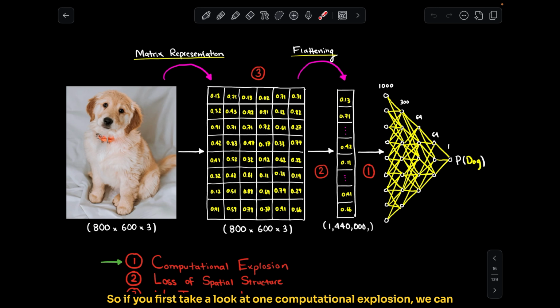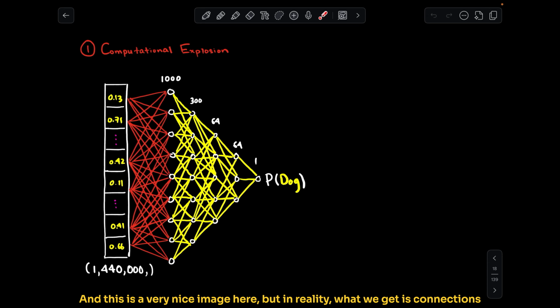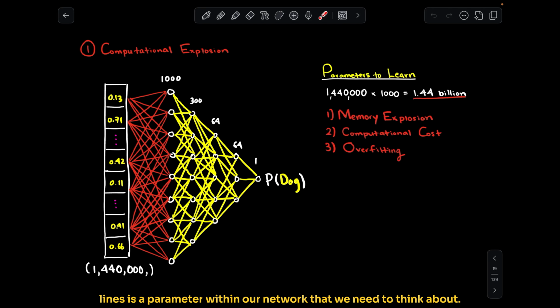So if we first take a look at one, computational explosion, we can again zoom in into that portion of our figure where we have 1.44 million data points going into our feed-forward neural network. And this is a very nice image here, but in reality, what we get is connections between every single one of these, and every single one of these red lines is a parameter within our network that we need to think about. So the number of parameters that we need to learn becomes 1.44 million times 1,000, which becomes 1.44 billion.